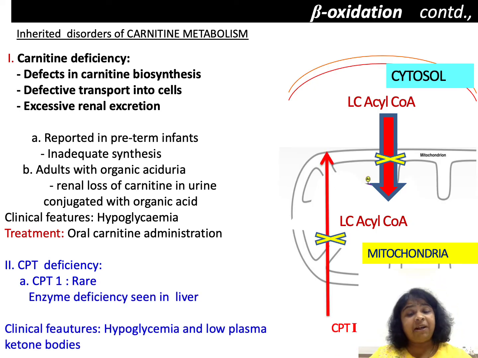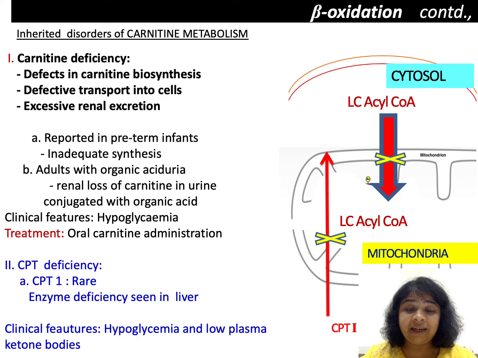There can be an enzyme deficiency also. If it is not carnitine deficiency, either CPT1 or CPT2 deficiency can be seen. Again, symptoms are going to be hypoglycemia and the ketone bodies are going to be low or absent. Normally when there is hypoglycemia and beta oxidation is happening, ketone body synthesis will be happening at the same time. So in these people, because beta oxidation is affected, even ketone body synthesis will not happen. So the clinical features will be hypoglycemia and low ketone bodies.